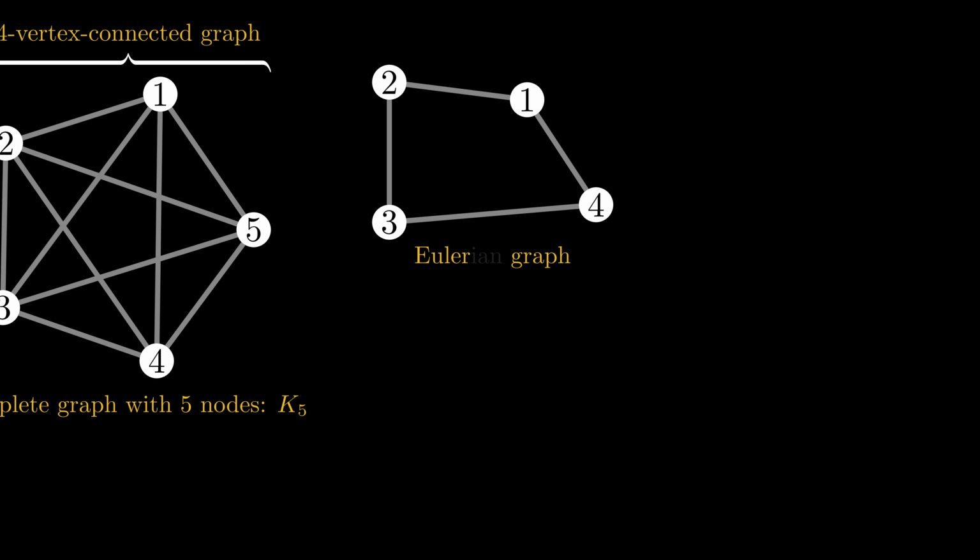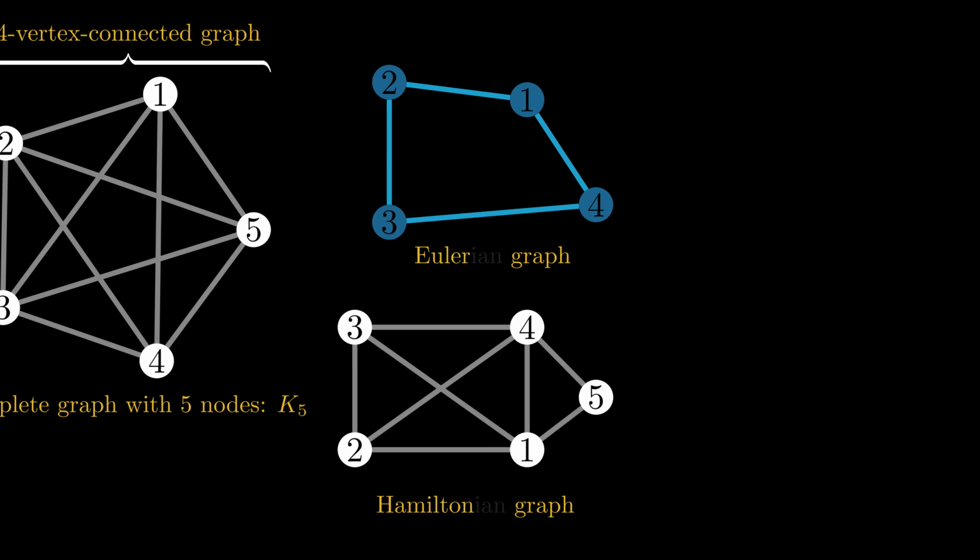Another important graph is, for example, the Euler graph, which is a graph where every node has an even degree, ensuring the existence of an Euler circuit. Also an important kind of graph is the Hamilton graph, which is a graph that contains a Hamiltonian cycle, a cycle that visits each node exactly once. Finding such a cycle is a challenging problem, as we will see in the next video.